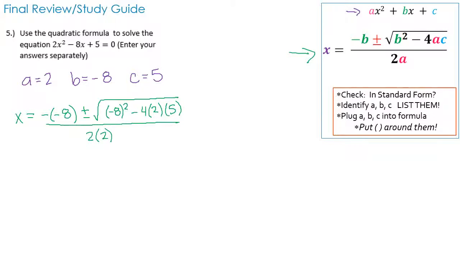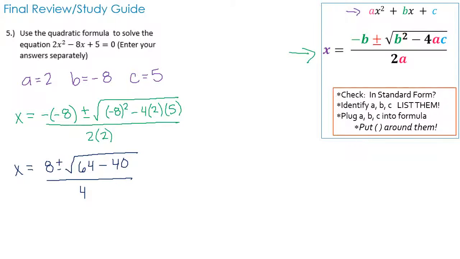And now from here we simplify. So we first want to simplify everything underneath that radical, and then we can also do that negative times negative 8. So we have positive 8 plus or minus the square root of negative 8 squared, so negative 8 times negative 8 is positive 64, minus 4 times 2 is 8 times 5 is 40. So minus 40, all over 4.